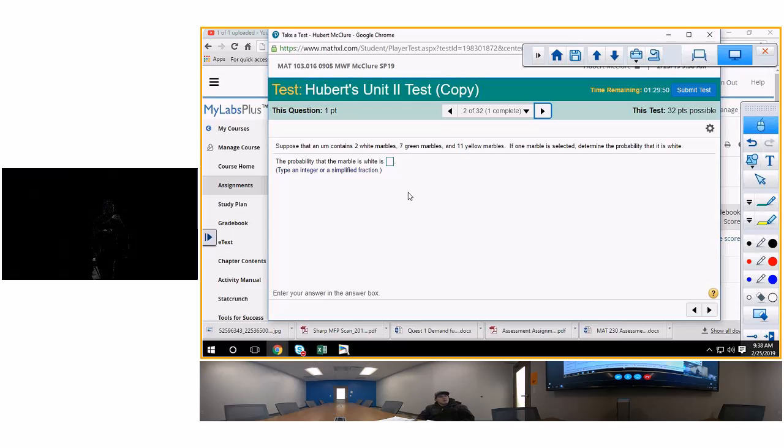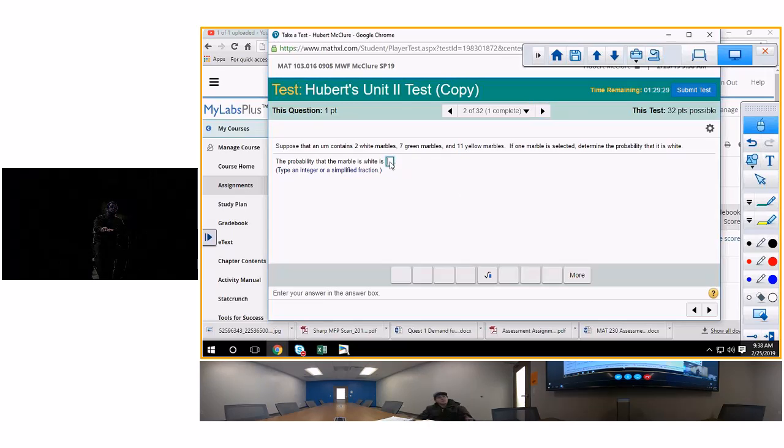Okay, suppose that an urn contains 2 white marbles, 7 green marbles, and 11 yellow marbles. If one marble is selected, determine the probability that it is what? White. 2 out of 20. Be 2 out of what? 2 out of 20, which is 1 out of what? 1 out of 10.